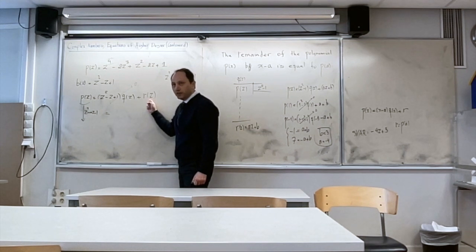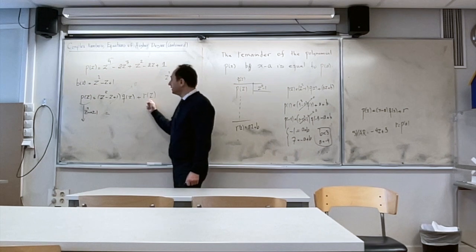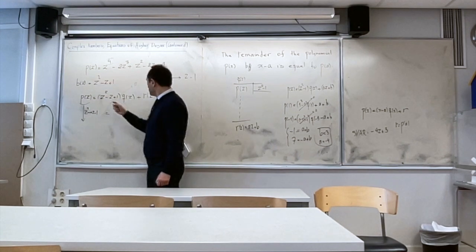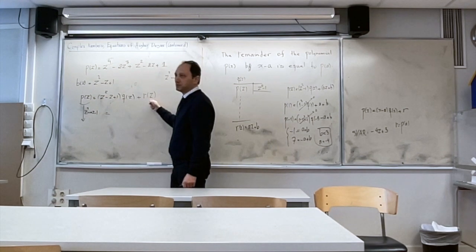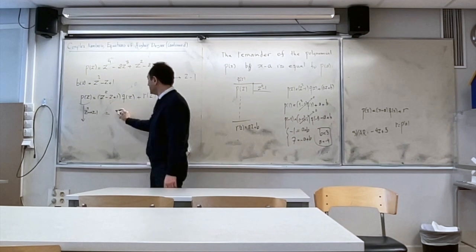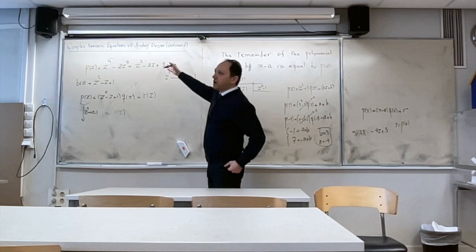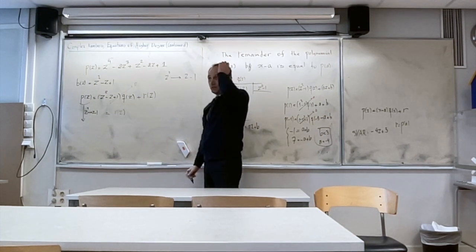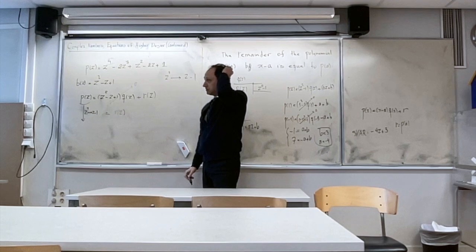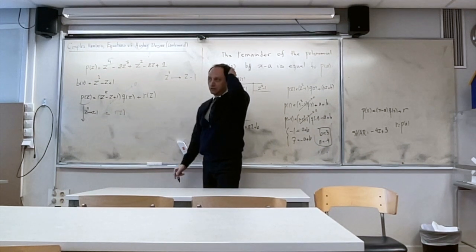But the good news is, do I need to be worried about this? There is no z squared here. Why? Because the degree should be less than 2. So there is no z squared that I have to be worried about. So what is left for me is just rz. So it means that go to your polynomial, change z squared with z minus 1, and that will be your remainder.